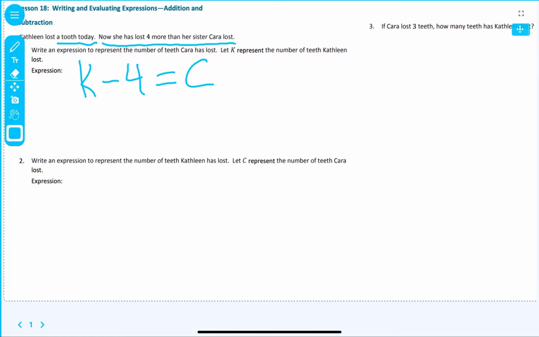So we're going to manipulate this equation that we just created. We wrote an expression, right? This was the answer. But we know that that is equal to C. So now we have an equation there. Now we're going to manipulate this equation to get what we want. And what do we want? We want K. We want Kathleen. So, how can you get Kathleen up here by itself? Does anybody know how on number 1 there we would get K by itself?